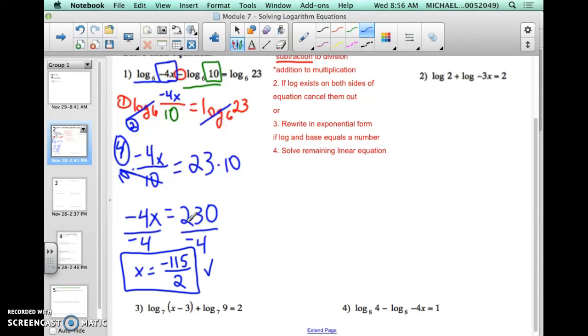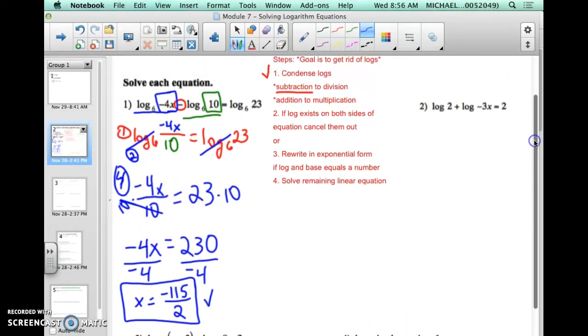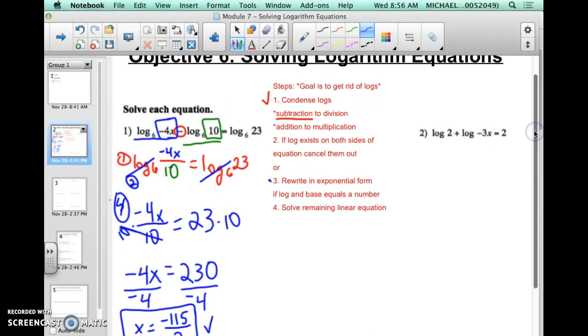I have solved the logarithmic equation. First step, condensing logs, then canceling out if they exist on both sides of the equation, and then just solving the remaining linear equation. Now, number 2 looks a little bit different. Number 2, we're going to incorporate this step, and number 2, if you notice, is addition, not subtraction.